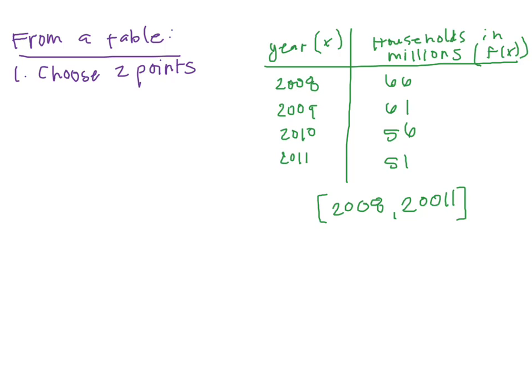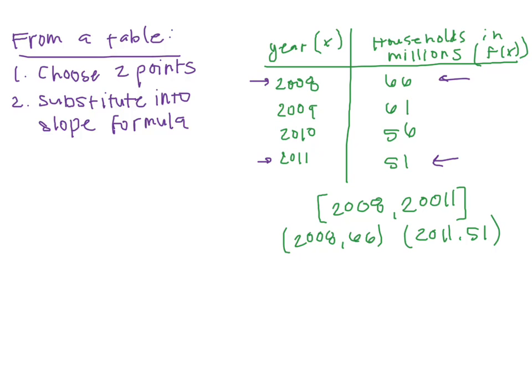That piece of information tells me that I'm going to use the first and the last x value, which means we use the first and last y value. So the 2 points that I'm going to be using are 2008, 66 and 2011, 51. My next step is to substitute those 2 points into the slope formula. Let's start by labeling our x1, y1, x2, y2. I'm calling my first point, point 1, and my second point, point 2.